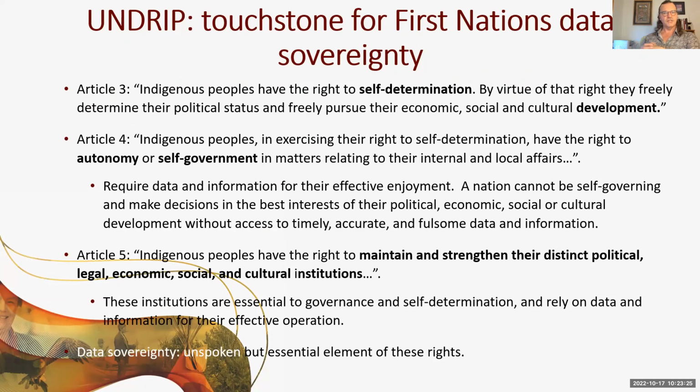So the argument builds like this: First Nations have a right to self-determination and to pursue their own development. They have the right to autonomy and self-government. These rights require data governance and asserting control over one's own data to actually realize those rights. And this is expressed here in Article 5: Indigenous peoples have the right to maintain and strengthen their distinct political, legal, economic, social, and cultural institutions. So this is about resources, this is about authority, this is about governance, and really the capacity in daily real world terms to exercise those rights.